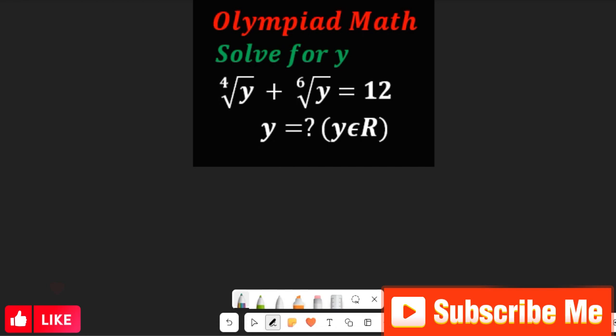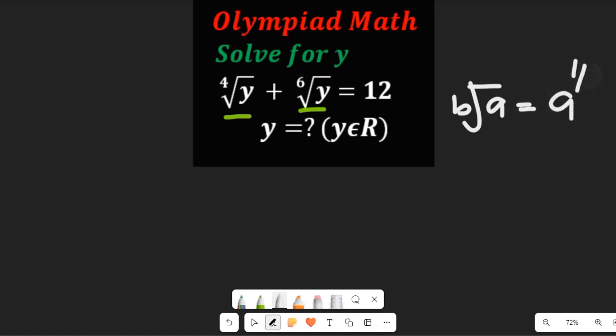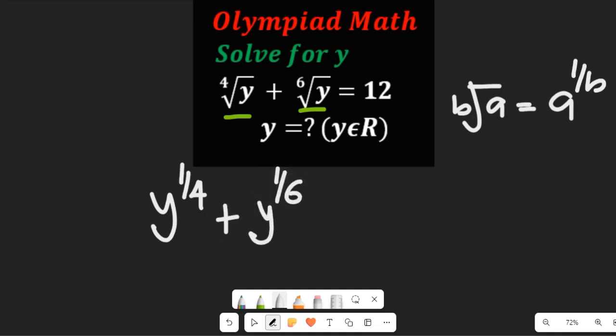Now, to solve this expression, we are going to change this fourth root and this sixth root to exponents. Now, how do we do that? If we convert the b-th root of a into an exponent, that will be a to the power of 1 divided by b. So this is going to give us y to the power of 1 divided by 4 plus y to the power of 1 divided by 6, and this will be equal to 12.